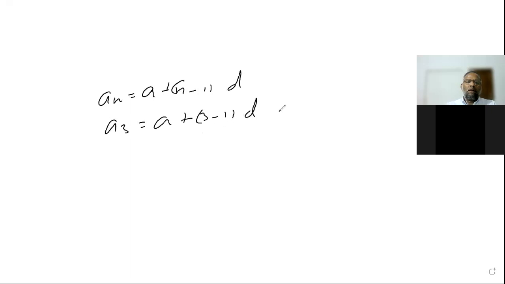So we got one equation here. That means a plus 2d, and that is saying the third term is 5. A3 is 5 is given. So 5 is equal to a plus 2d. This is the first equation.